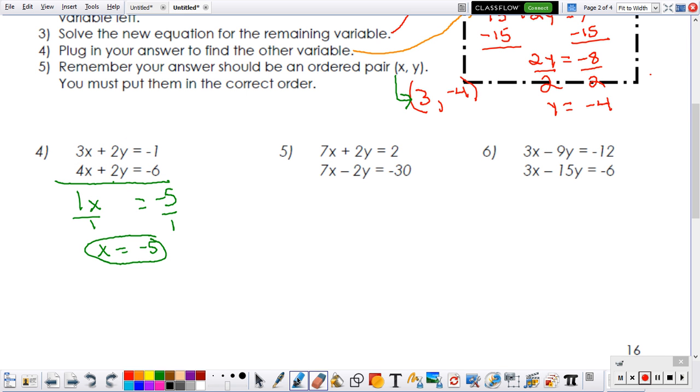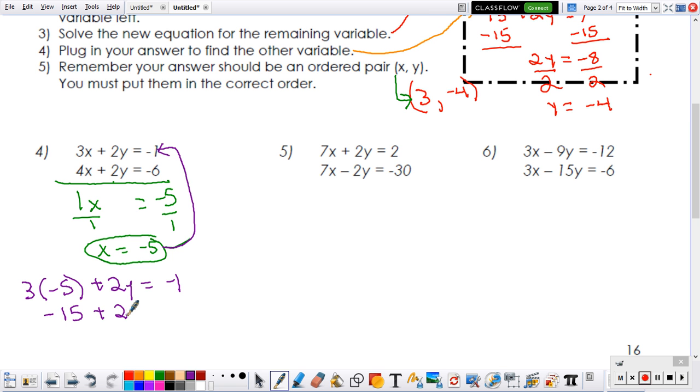And so when I look at these, I would rather work with the first equation because it has smaller numbers. So I'll go with that one. I'm going to say 3 times -5 plus 2y equals -1. 3 times -5 is -15 plus 2y equals -1.